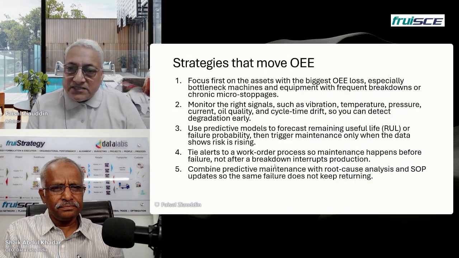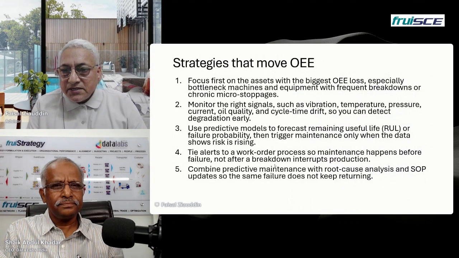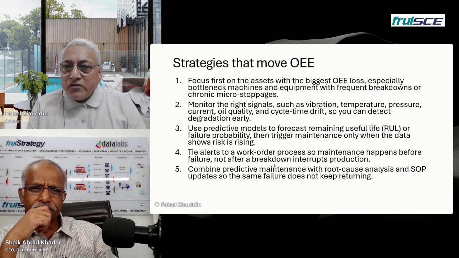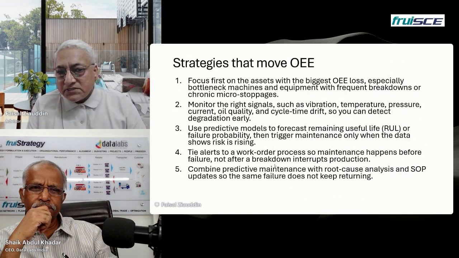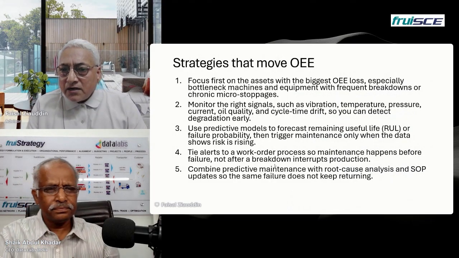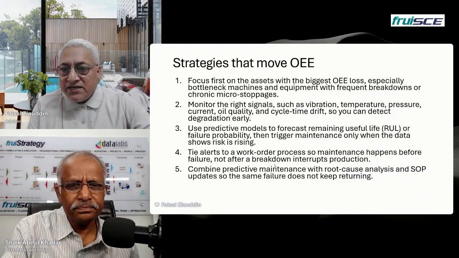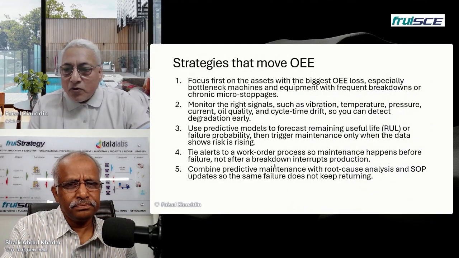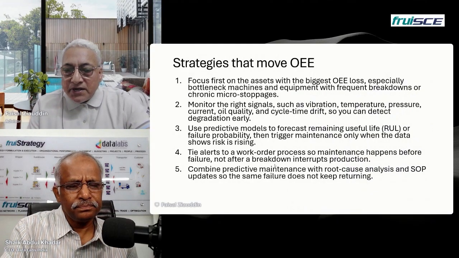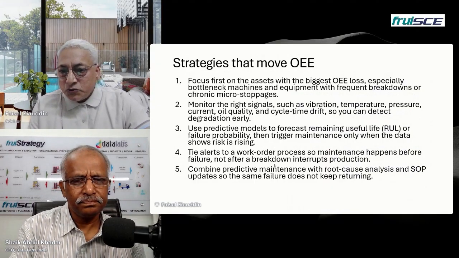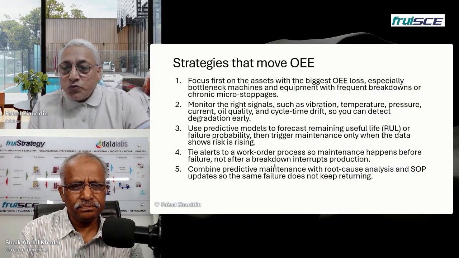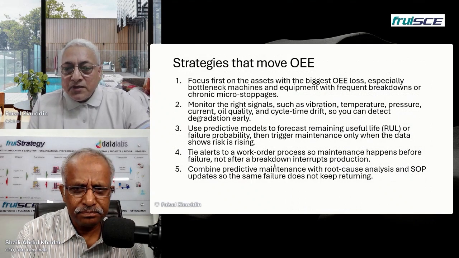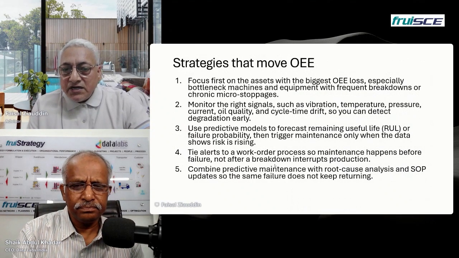Focus first on the assets with the biggest OEE losses: bottleneck machines, equipment with frequent breakdowns or chronic micro stoppages. Monitor the right signals such as vibration, temperature, pressure, current, oil quality, and cycle time drift so you can detect degradation early. Use predictive models to forecast remaining useful life or failure probabilities. Then trigger maintenance only when the data shows risk is rising. Tie alerts to the work order process so maintenance happens before failure, not after a breakdown interrupts production.